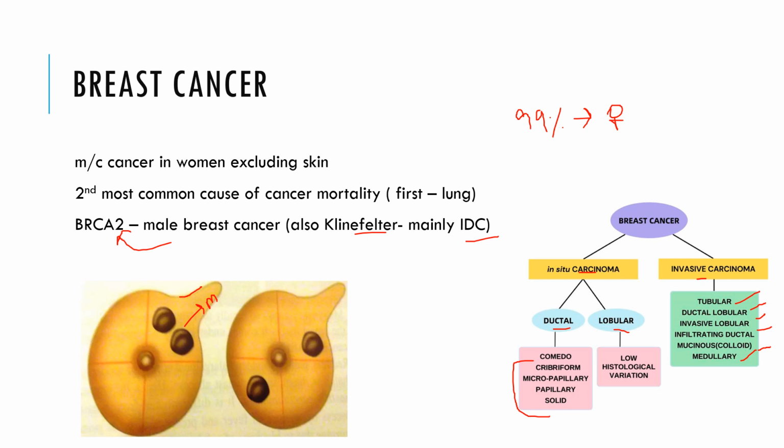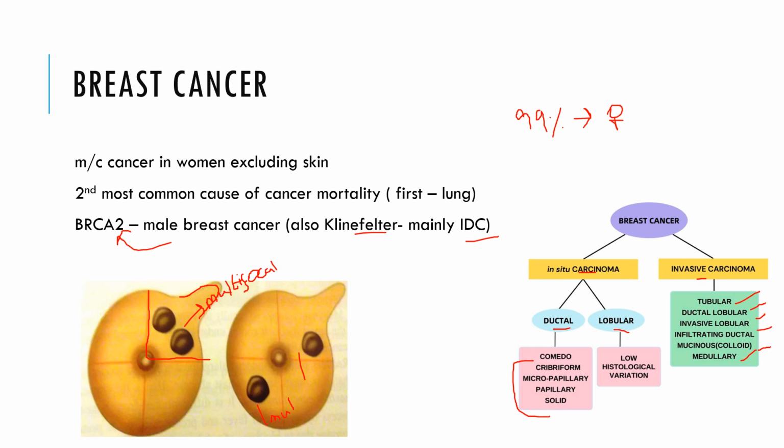I added this picture just to show the difference between multifocal and multicentric. As you can see, this is the axillary tail. This is the upper outer quadrant, which is the usual site of all the benign as well as the cancerous conditions, because that is where the highest density of breast tissue is. So multifocal means more than one tumor in the same quadrant. That is multifocal. This means in different quadrants. This is multicentric. Why is this important?